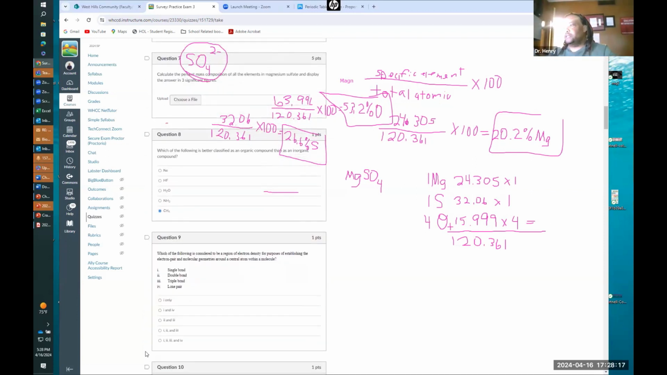Okay. So which of the following is considered to be a region of electron density for the purpose of establishing electron pair and molecular geometry around the central atom within a molecule?